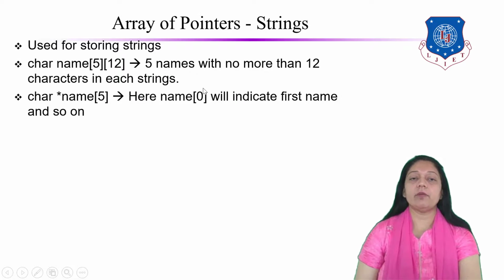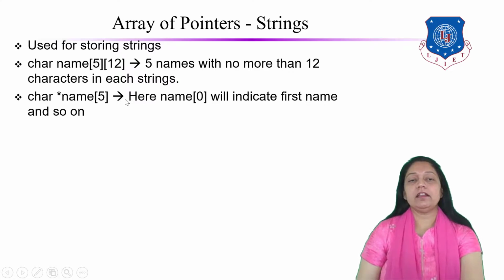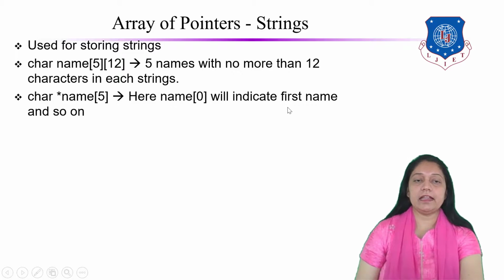But if you want to have a pointer which can store 5 different names, in that case we'll use the data type char and convert the name into a pointer, so *name. But this name pointer will not be a simple one, it would be an array of pointers. So give the size: when I give the size as 5, it means I'll have 5 pointers and each pointer will have one individual string. So name[0] is the pointer which will point to the first name, name[1] will point to the second name, and so on.